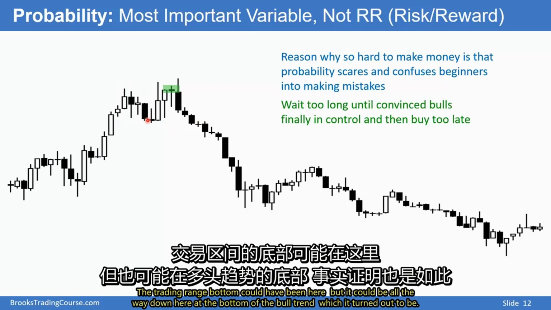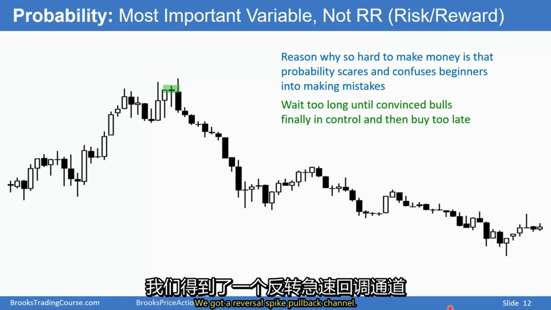The trading range bottom could have been here, but it could be all the way down here at the bottom of the bull trend, which it turned out to be. We got a reversal, spike, pullback channel.